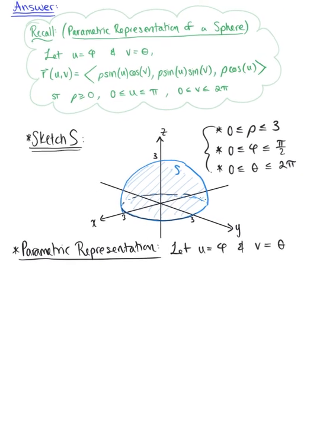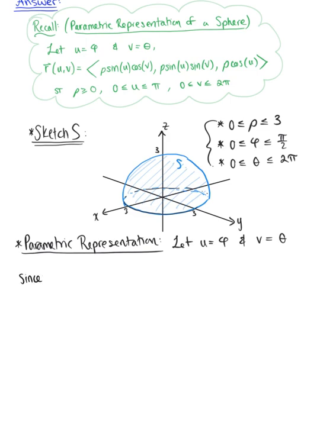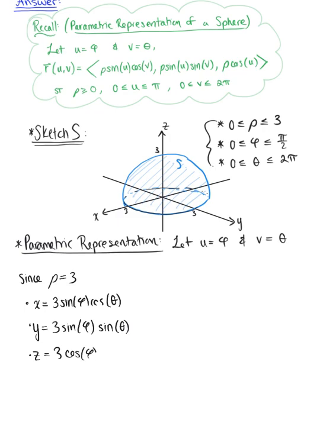We need a little bit more room. Here we know what rho is. Since rho is equal to 3, we can rewrite our conversion formulas as follows. We know that x is defined as rho times sine of phi times cosine of theta, so x is equal to 3 times sine of phi cosine of theta. The conversion formula for y is rho times sine of phi times sine of theta, so we can write this as 3 sine of phi sine of theta. And last but not least, z is defined as rho times cosine of phi, so this is 3 cosine of phi.